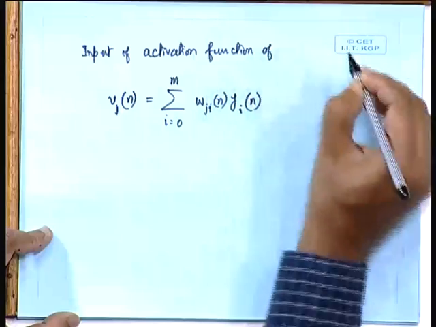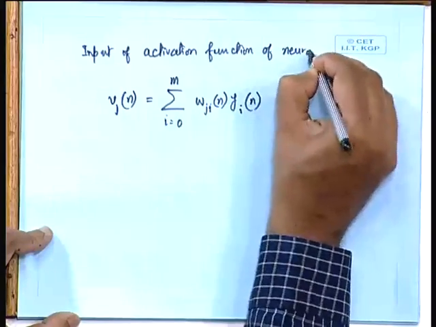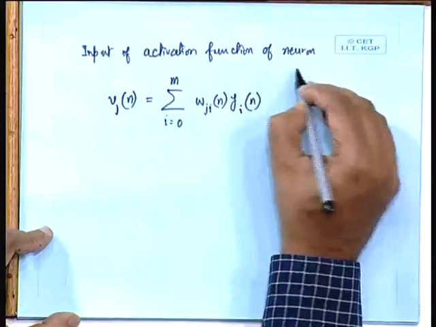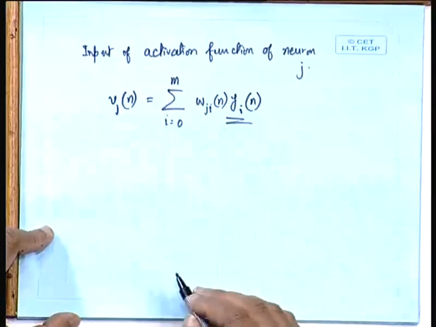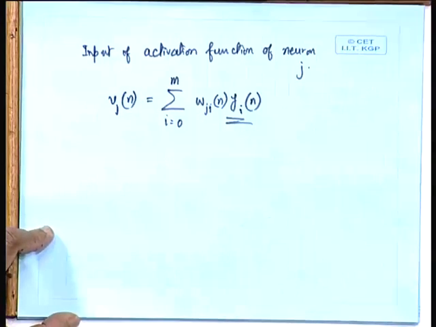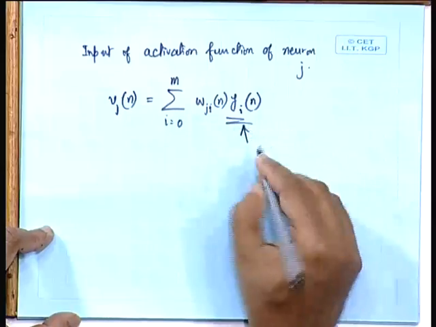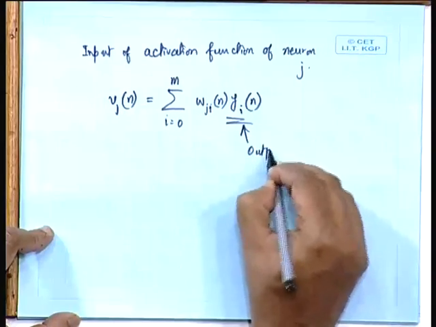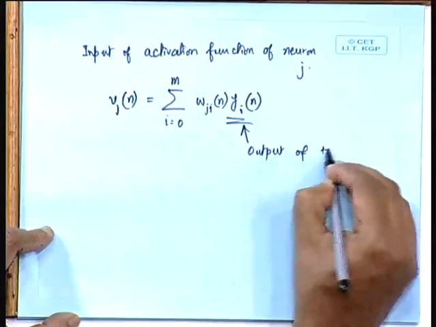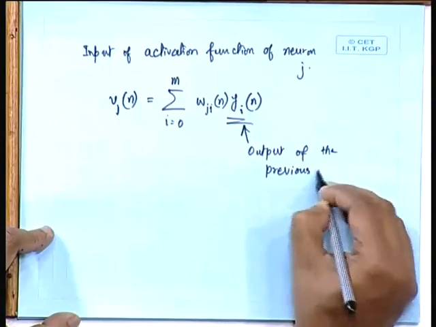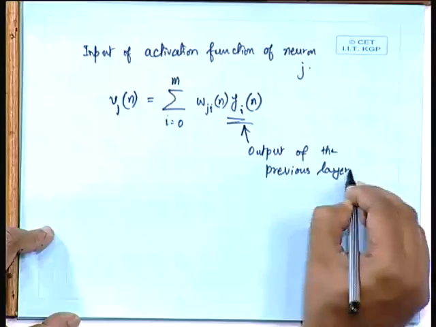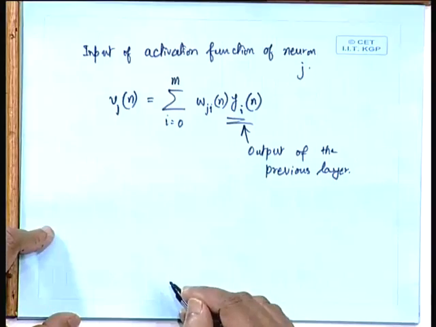Neuron j, okay. And these Yi's are what? Output of the previous layer. So, these are the outputs of the previous layer, and in the case of a multilayered perceptron it is necessarily the hidden layer that immediately precedes the output layer.